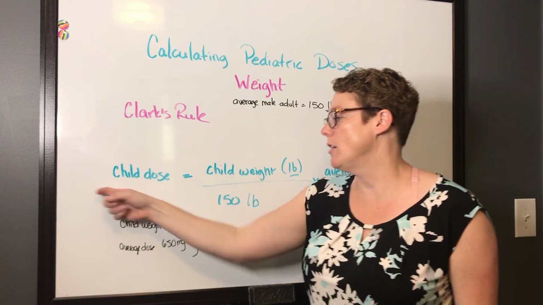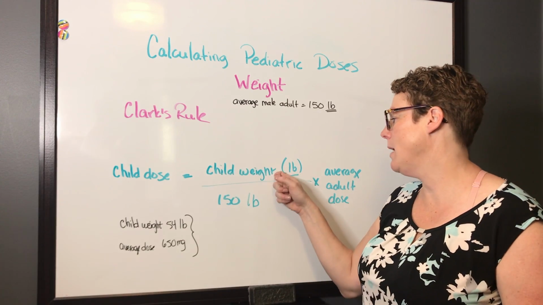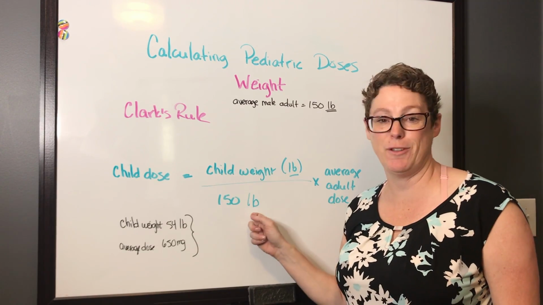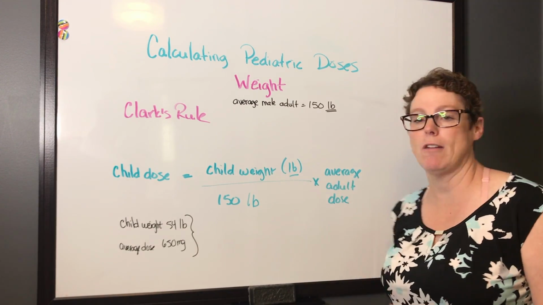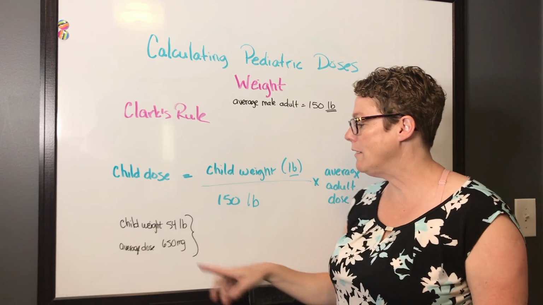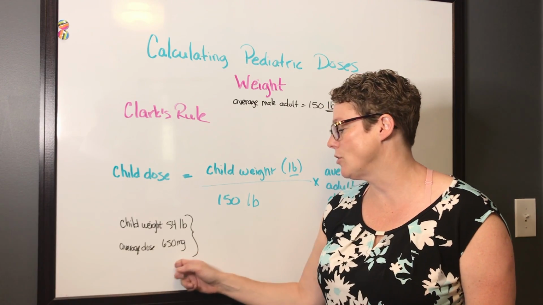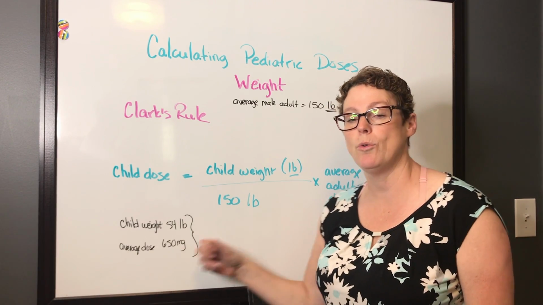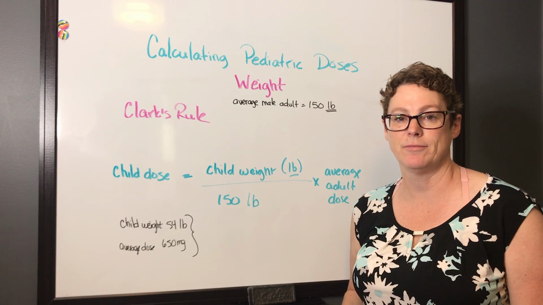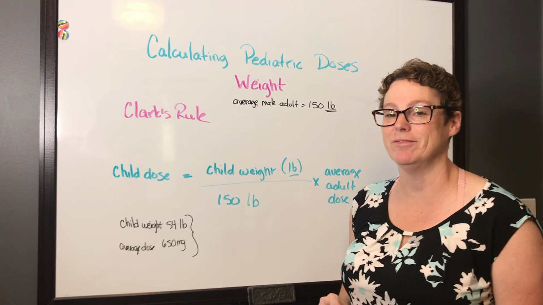So we have the child dose is equal to the child's weight in pounds divided by 150 pounds times your average adult dose. So go ahead and figure out if you have a child that weighs 54 pounds and the average dose is 650 milligrams, what will be your dose? Pause this video and return when you're done.